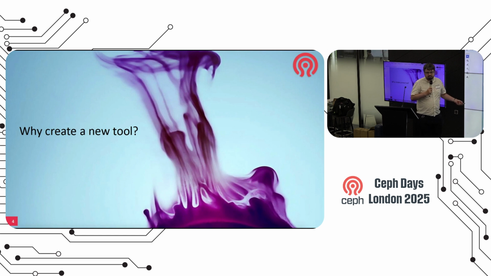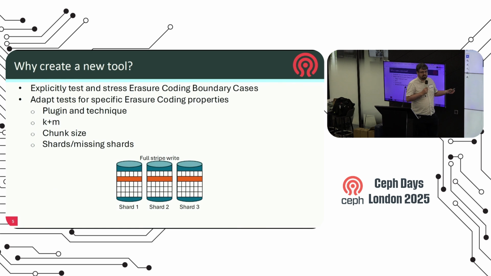So why did we want to create a new tool for testing? Well, Erasure coding has some particular properties. It's got a specific shard size, you've got K and M values, things like that. We wanted to stress those different properties and boundary cases of Erasure coding in our testing using this tool. For example, I've got a picture here of three disks, three shards. Knowing these properties allows us to test a full stripe across all those shards.